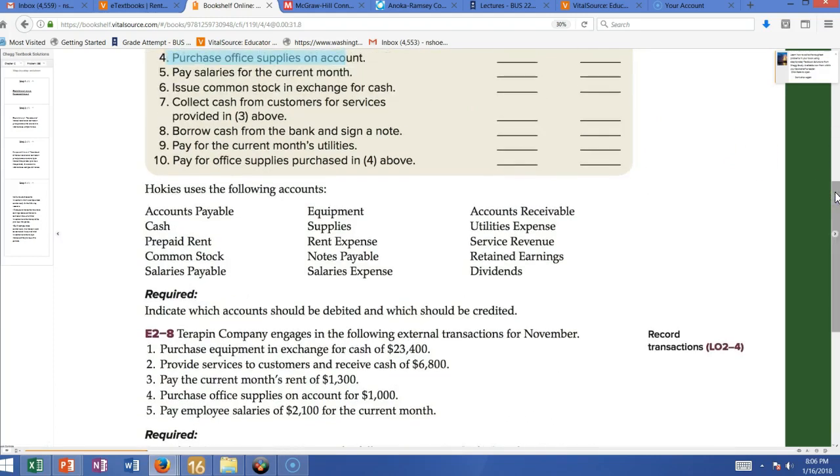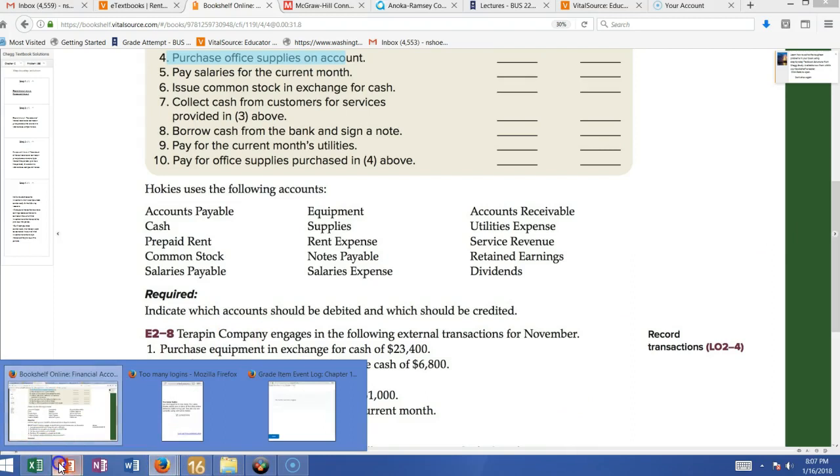Guys, this can be tricky. But if you stay focused on debit and credit, and you stay focused on this accounting equation, the left side of the accounting equation has a normal debit balance, which means left. The right side has a normal credit balance, which means right. If you remember that, and you just look at it and process it through, you're going to be fine. Okay, back to the PowerPoint.